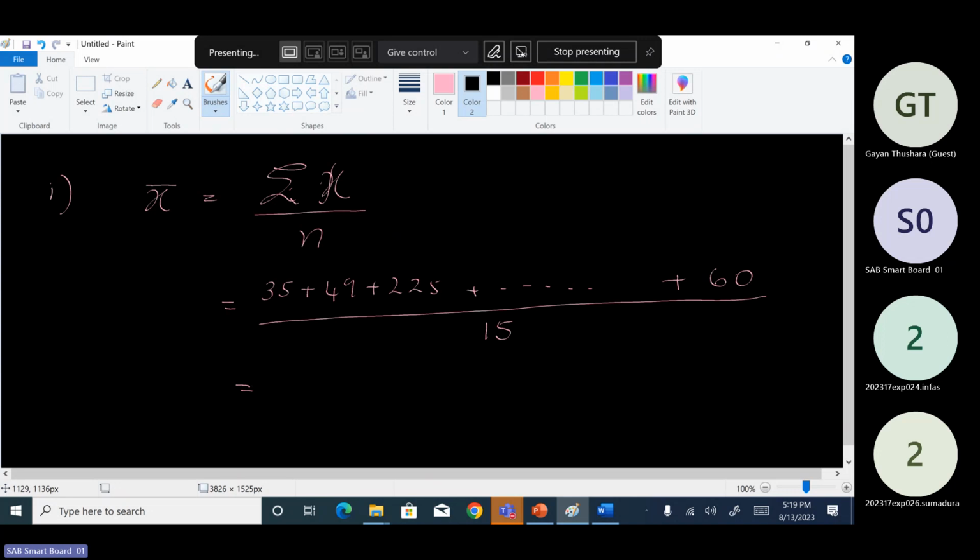When you add all these values, you get 1189 over 15. Okay, so you need a scientific calculator for this course. Maybe any type.